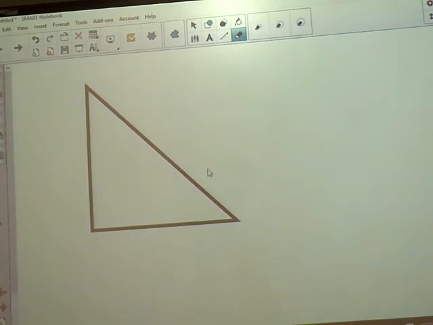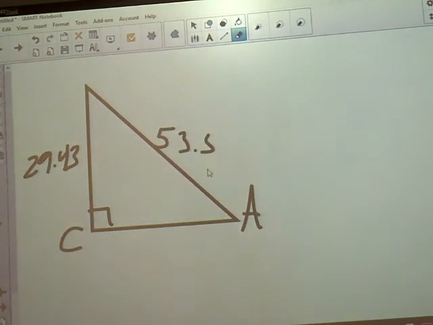Alright, I got side A over here is 29.43 centimeters. I don't know angle A. Here's my 90. Side C is 53.58. I don't know side B, and here's my angle B. Alright, so this time we know two sides. Last problem was different. We knew two angles in the beginning. This time we know two sides.